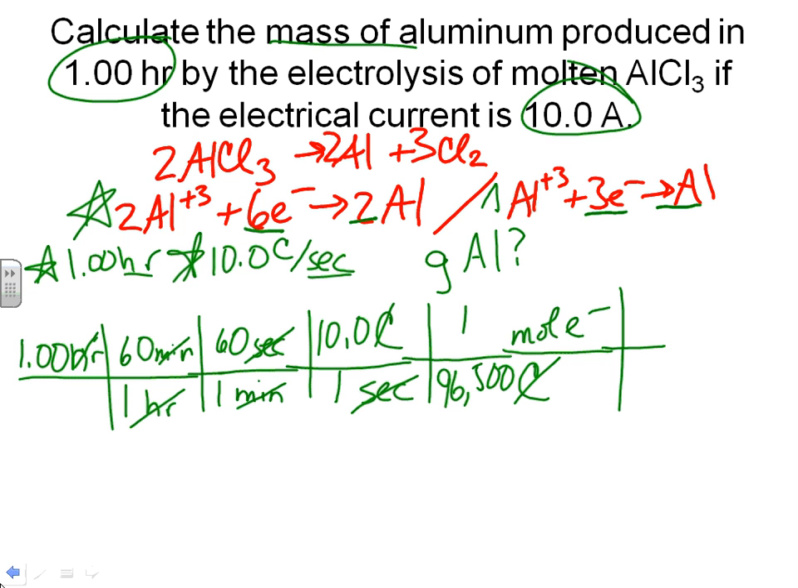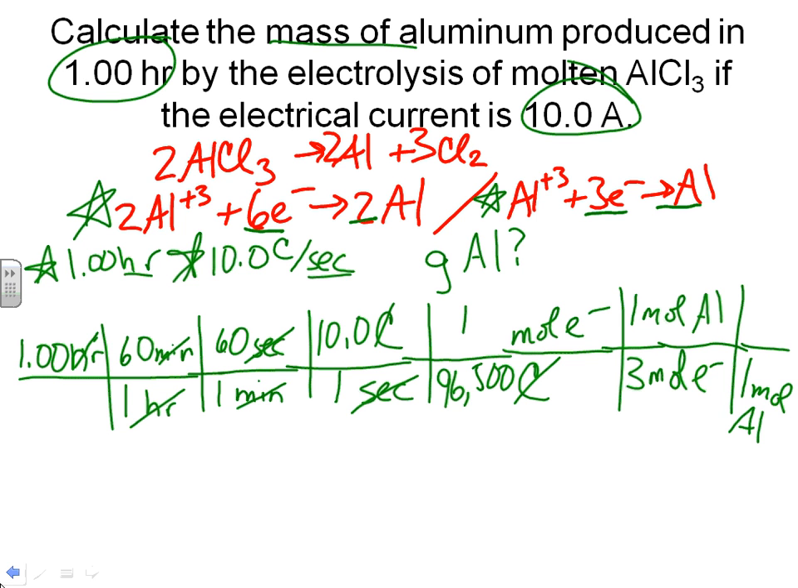So now I go up and I look at the relationship between electrons and aluminum, and I see that for every 3 moles of electrons, I get 1 mole of Al. You could also put 6 and 2. That would work. You're going to get the same answers. And then the very final step, because I'm not done yet, I have to turn moles of Al into grams of Al using the gram formula mass. That's the very last step.